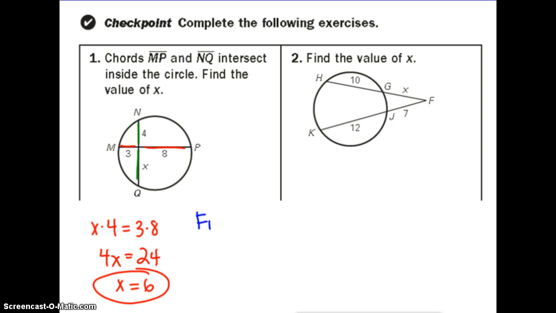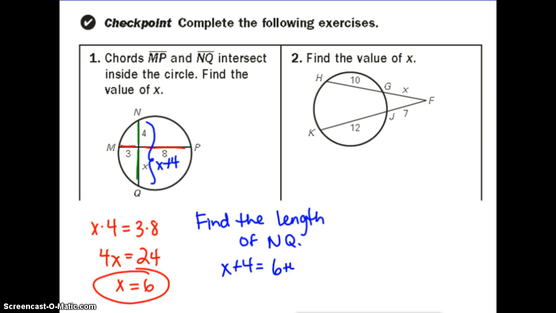What if I said to you, find the length of NQ? Here's what you would do. NQ is going to be x plus 4. If we know x is 6, then we know that it's really 6 plus 4, which is equal to 10.